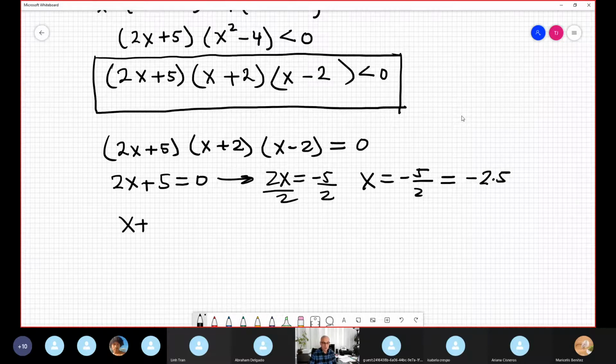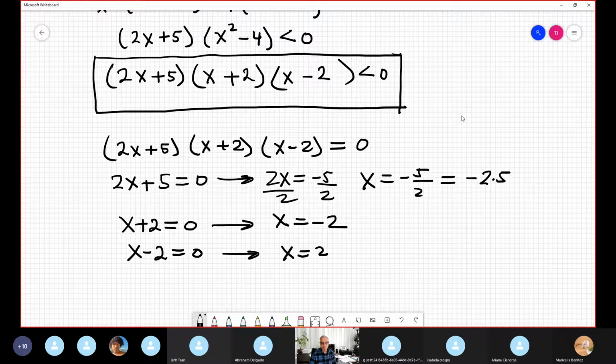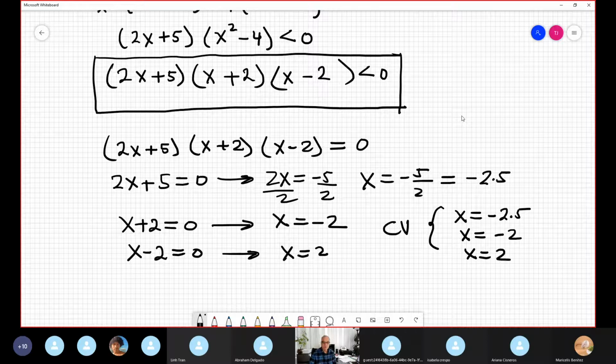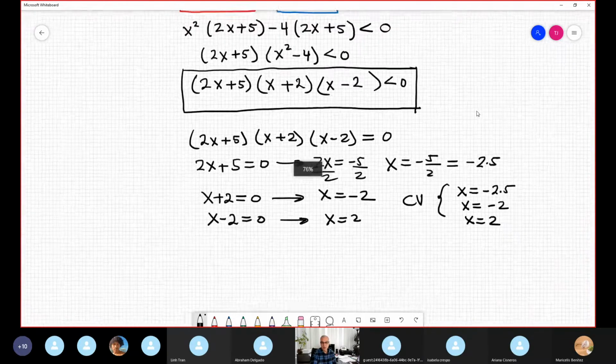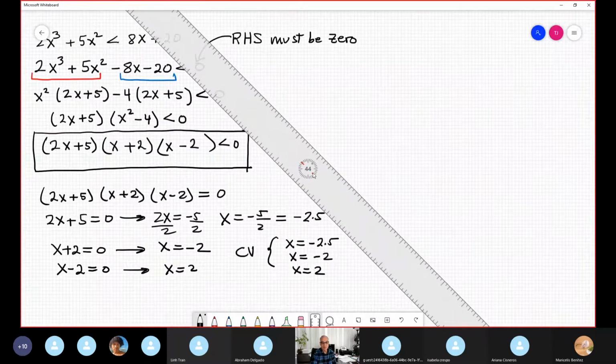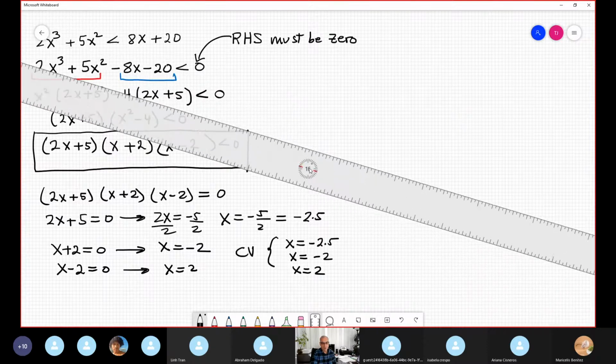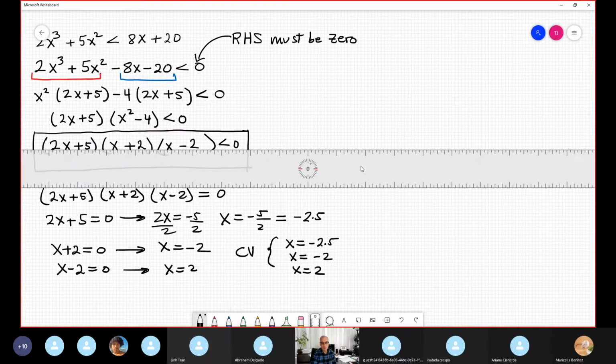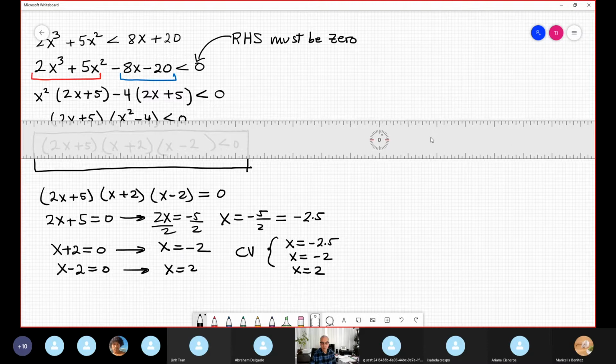And the other factor is x plus 2 equals 0. x is negative 2. And the last one is x minus 2 equals 0. x is positive 2. Okay, summarizing, the critical values are x equal negative 2.5, x equal negative 2, and x equal positive 2. And I'm using these critical values to make the partitions of the real number line. This is my famous real number line, a horizontal line. Okay, let's do it here.